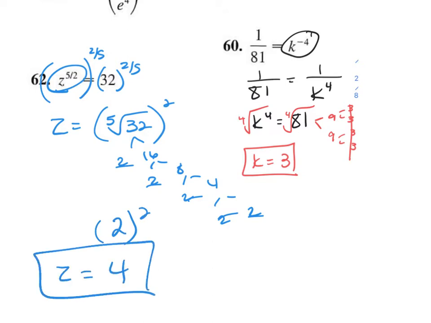Which I totally would have caught had I checked it, right? Because 4 to the 5/2 means square root of 4 raised to the 5th, and the square root of 4 is 2, and 2 to the 5th is 32. So remember, you can check those too.